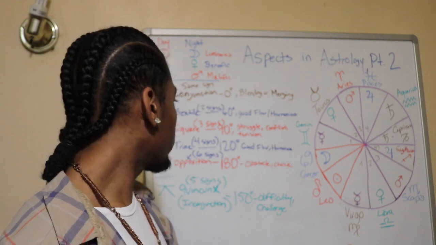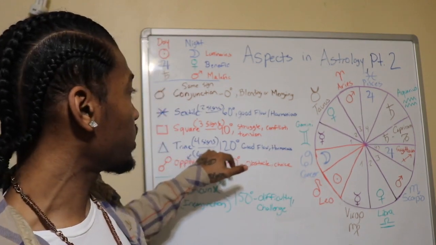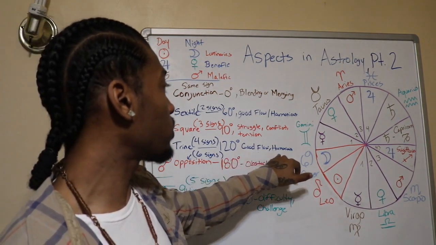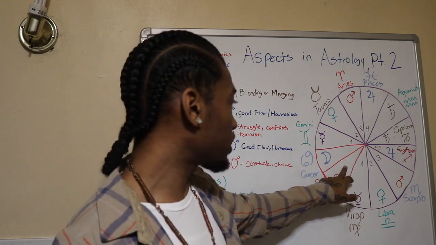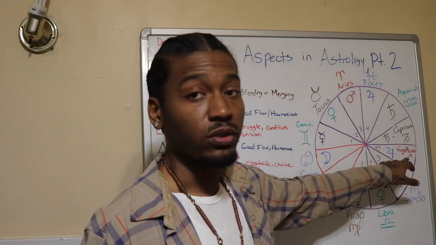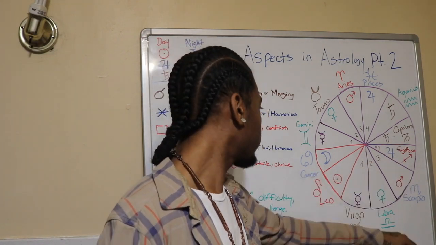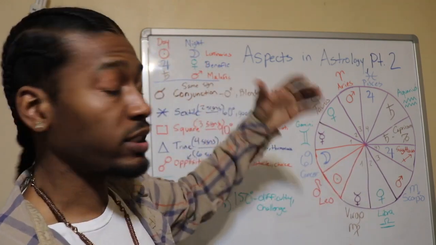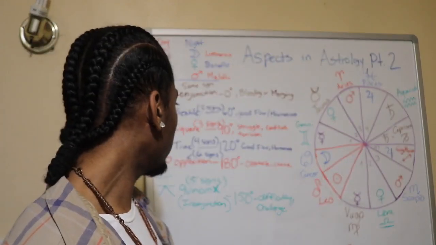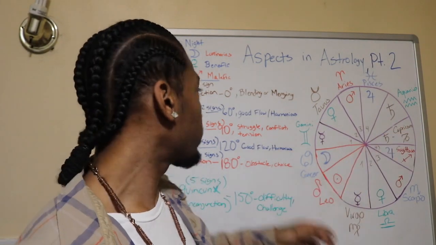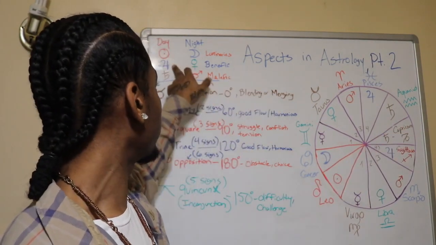Now, let's go to trines. Trines we said are 4 signs away, right? 120 degrees, right? This is good flow and harmonious as well. So let's go from the sun, 4 signs away. 1, 2, 3, 4. Jupiter, right? Sagittarius type of energy. But it's a Jupiter aspect. Jupiter is a benefic planet, so this means that it's more so flowing, right? So if we do the same thing from the moon, 1, 2, 3, 4, everything is pretty much flowing because it's a benefic planet, right? When we have Jupiter right here.